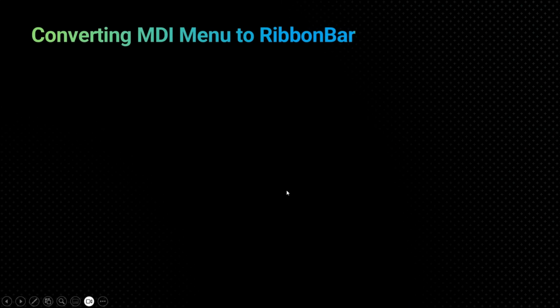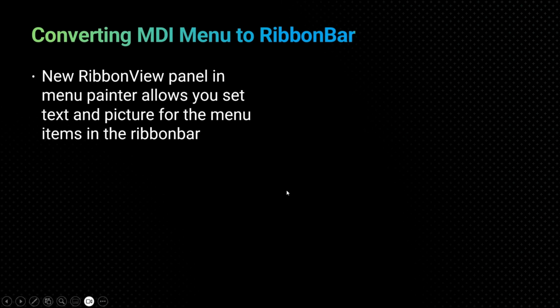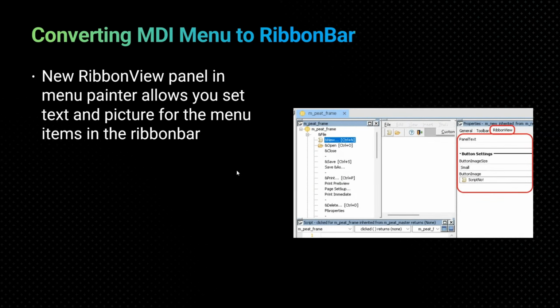Okay, so that was the modern code editor. Let's look at converting an MDI menu to a RibbonBar. So one of the new features here is there's a new panel. When you're editing a menu, there's a new panel called Ribbon View. And what that does is allows you to specify panel text and the type of button and the button image that you would want in a RibbonBar view for the menu item.